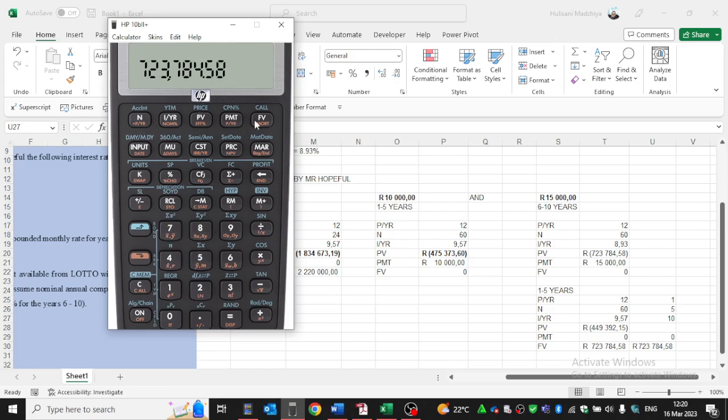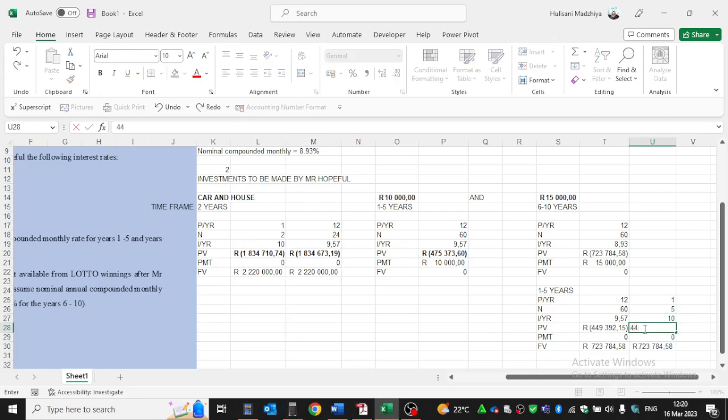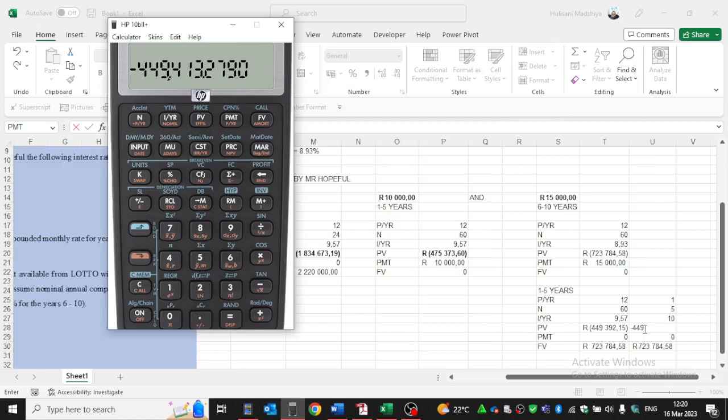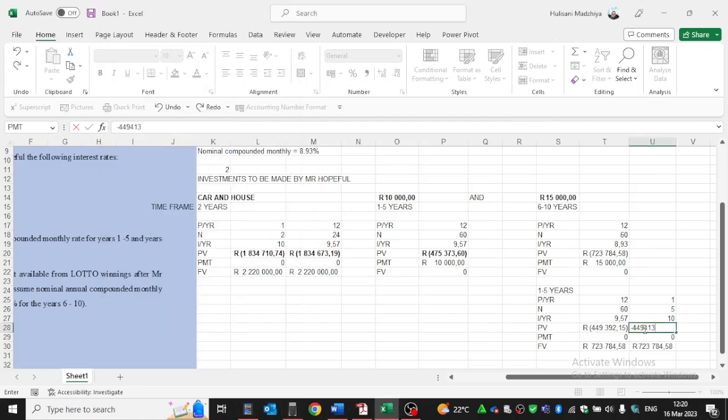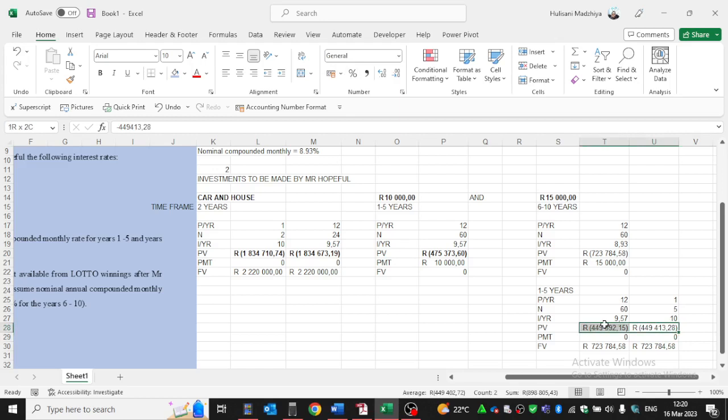723,784.58 cents. So that's our future value. No withdrawal or deposit will be made, so therefore the present value will be 449,413.28 cents. So these are the two equivalent amounts that this person could earn.